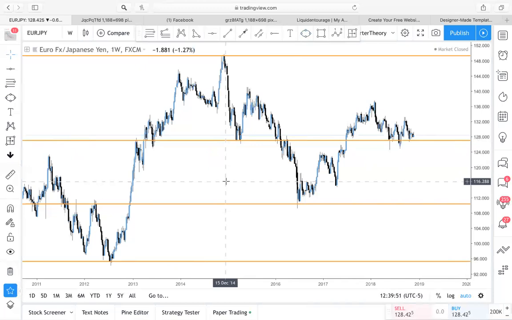So what you do is, even when you're trading something different other than harmonics or whatever, you always want to draw your levels of support and resistance as well.